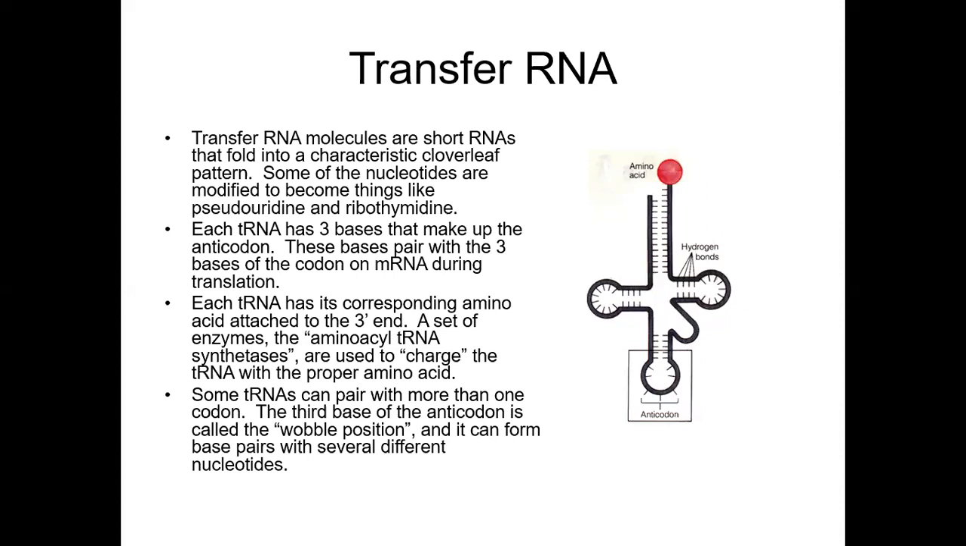Here we will discuss transfer RNA first. Transfer RNA molecules are short RNAs that fold into a characteristic clover leaf pattern. Some nucleotides are modified to become things like pseudouridine and ribothymidine. Always keep in mind that transfer RNA always contains an anticodon.